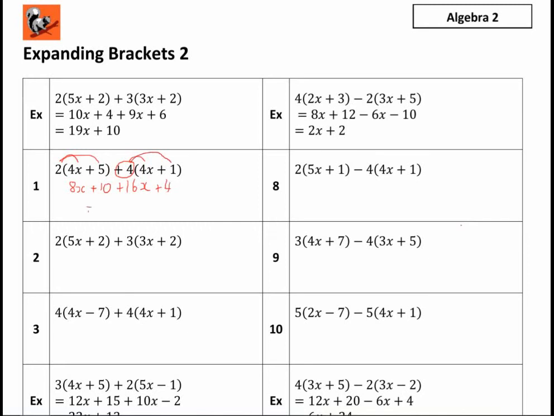And then when it comes to simplifying, we have to only simplify like terms together. So the like terms I have here are 8x and 16x. So when I add those together, I'm going to get 24x. And 10 and 4 are also like terms, both positive. So when I collect those together, I'm going to get 14. The final answer is 24x plus 14. Pause the video and mark the other ones when they're on screen.